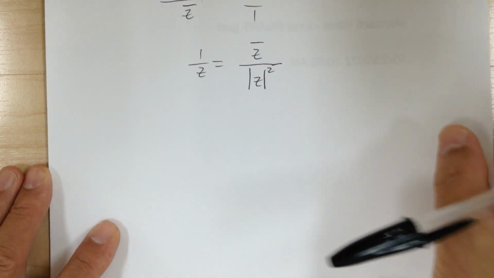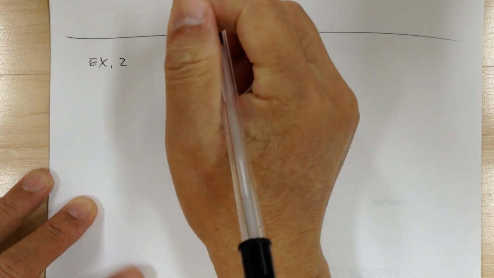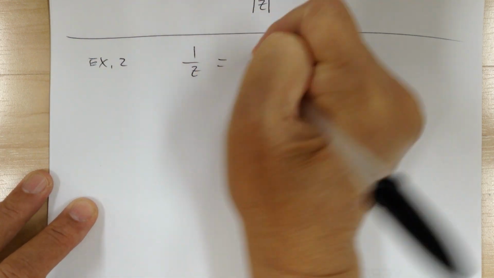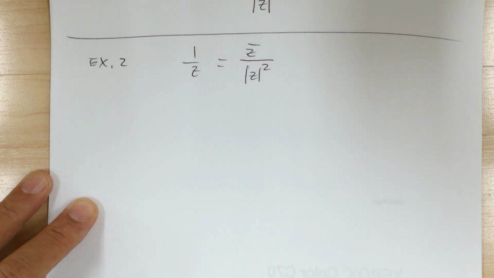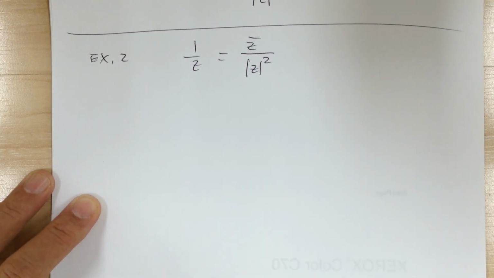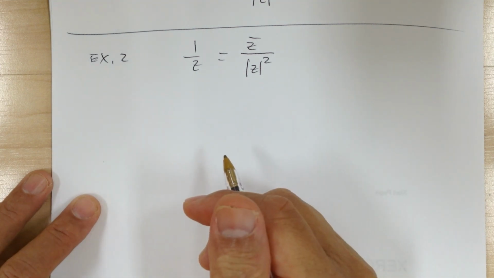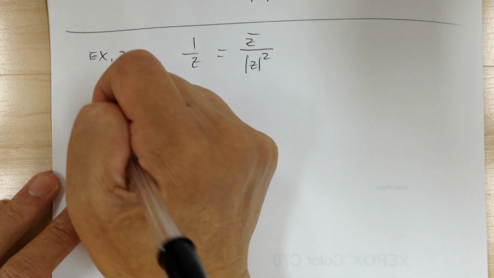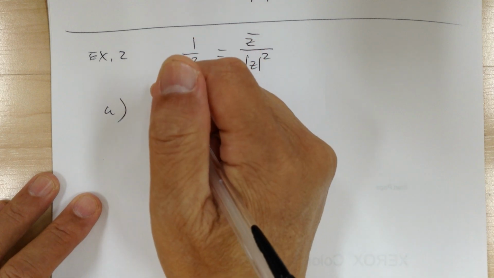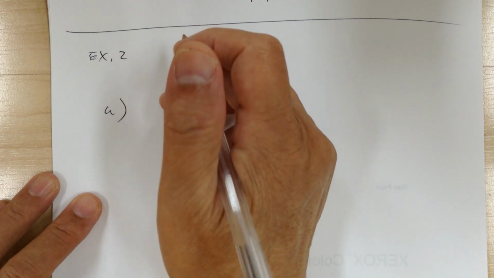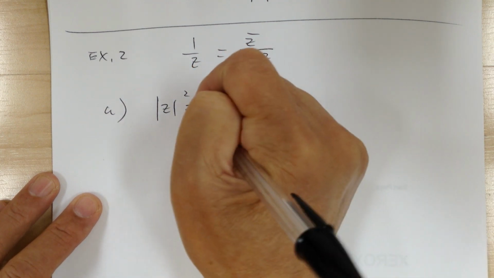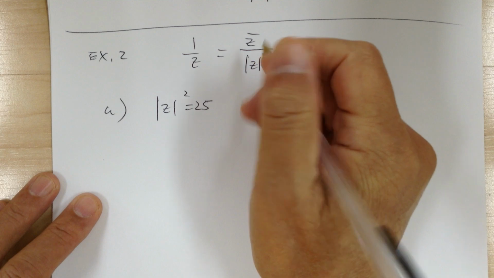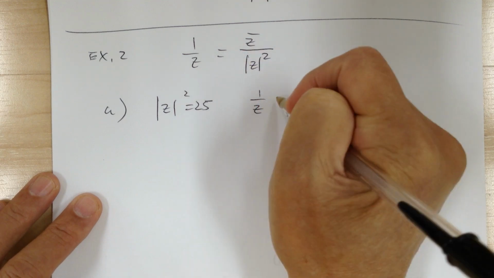Okay, so let's go to example 2. It says use the fact that 1 over z equals z conjugate over the square of the absolute value of z. Okay, so for A, if this is equal to 25, then 1 over z.